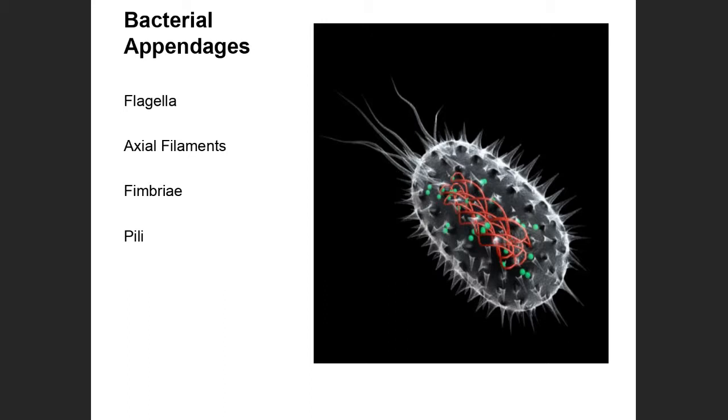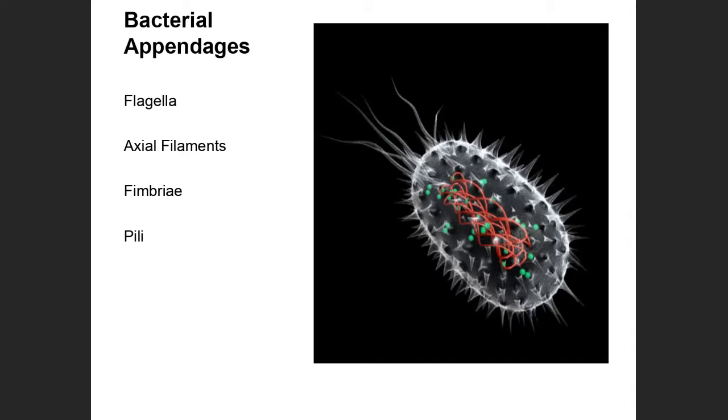So today we're going to talk about bacterial appendages and why these different appendages allow bacteria to have an advantage in a competitive environment. A competitive environment could be anything. It could be a river, a stream, a brook, but it could also be the human body. And we're really interested in the competitive environment that we know as the human body.